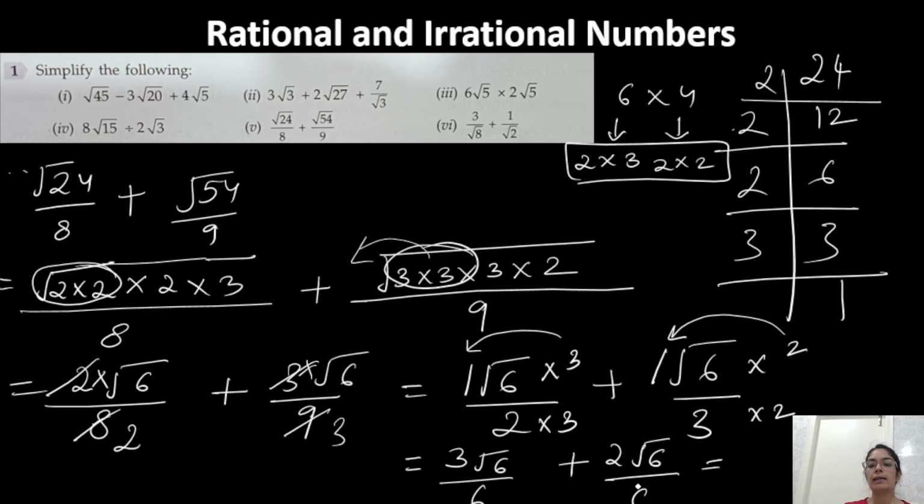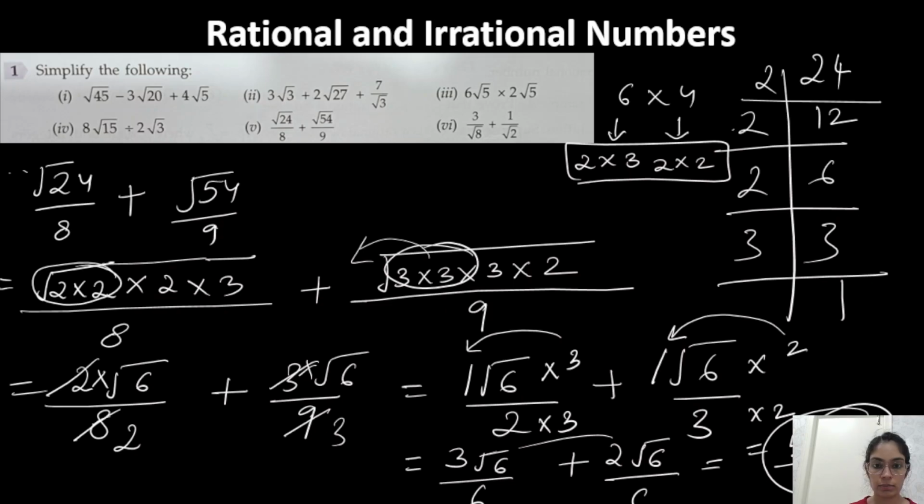Now these are like terms. See, with both the numbers we have root 6. So that means these numbers are like numbers. So we can add them and subtract them as per their signs. So 3 plus 2, these numbers only we can add. 3 plus 2 is 5. Along with 5 we can write root 6 by 6. So this is the answer, 5 by 6 root 6.